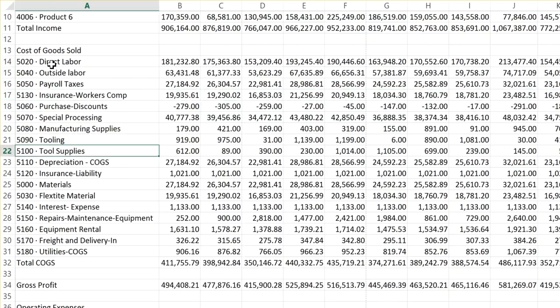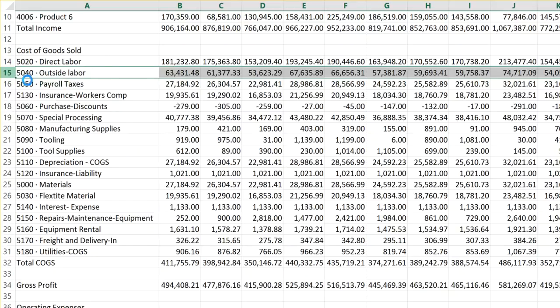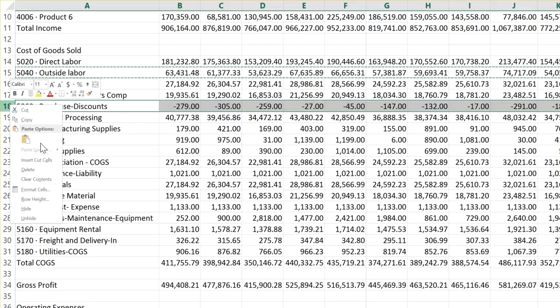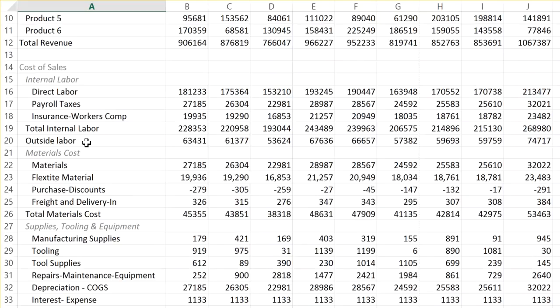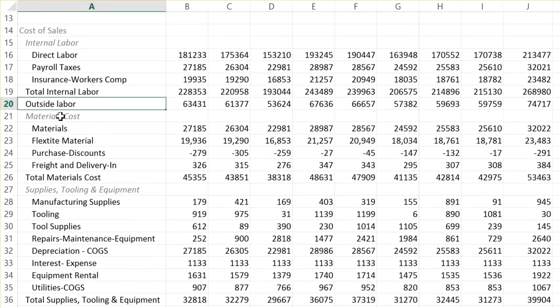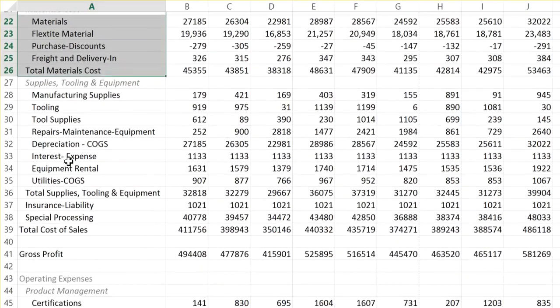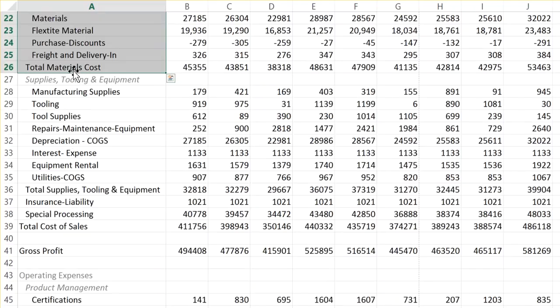So I'm going to start moving all of this information around so that all of my labor costs are in one place, my materials costs are in a different place, or in this case, I might separate outside labor from internal labor. I'm going to do all of that, and I'll show you what the finished result looks like. Now I can look at my cost of sales and see my internal labor versus my outside labor, my material costs all organized together, and then supplies and tooling, which I separated out.